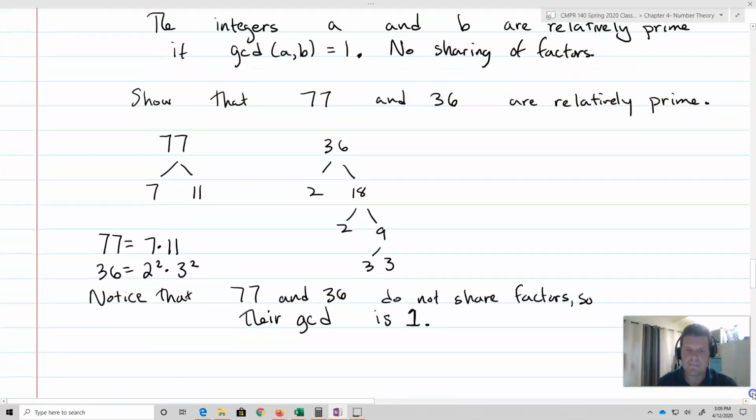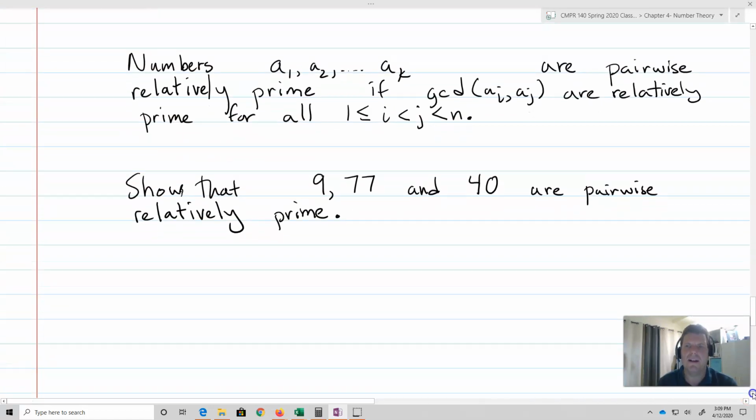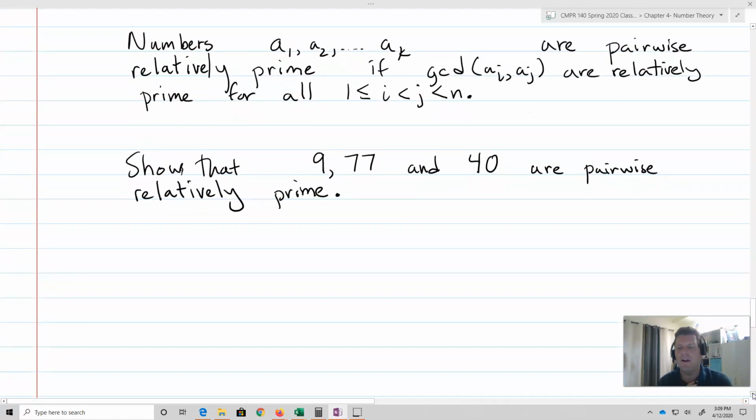Now, we've got another definition here. Numbers a1 through ak are pairwise relatively prime if the GCD of ai and aj is 1 for all i, j with 1 less than or equal to i, less than j, less than or equal to n. So basically, if we go through and compare them all pairwise, and we can see that they don't share any factors, then we get a pairwise relatively prime group.